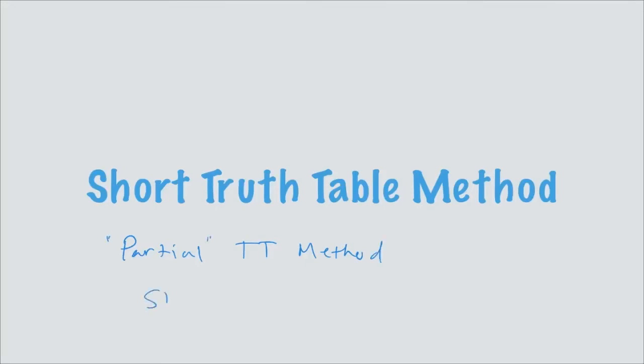And some just say the short method. So your book will use, I think, all three ways of referring to it. I usually call it the short truth table method or the short method. So the short truth table method is a way of focusing in on just the rows that may give us an invalid argument.